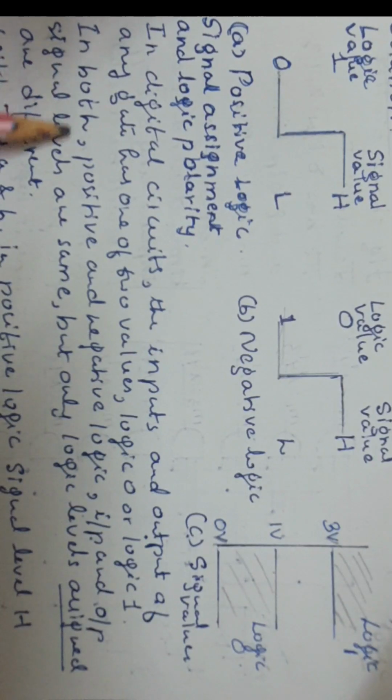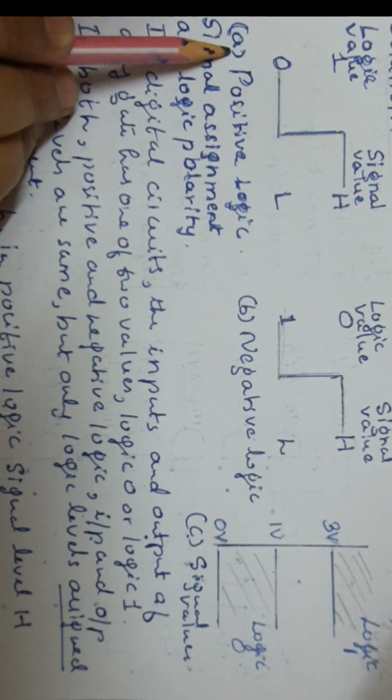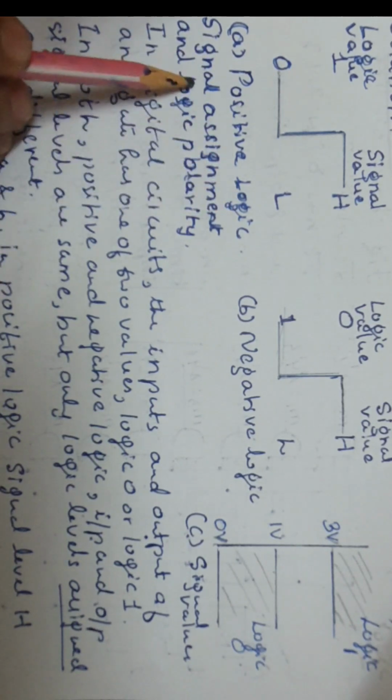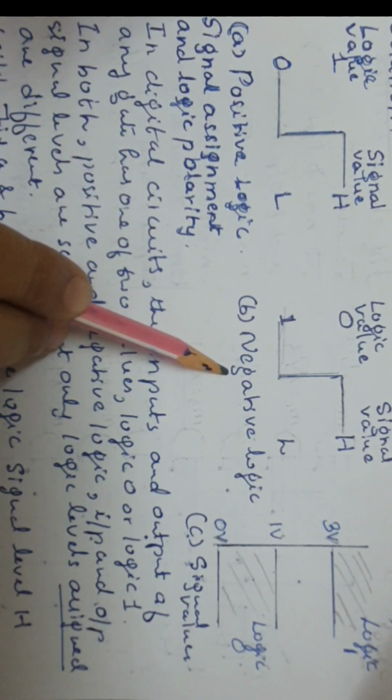Next, in both positive and negative logic, input and output signal levels are the same, but only the logic values assigned are different. Logic levels or logic values means only two, logic 1 or logic 0. In both positive and negative logic, input and output signal levels are the same. Seeing figure A, it is the positive logic signal assignment and logic polarity. This is for negative logic, that is figure B.